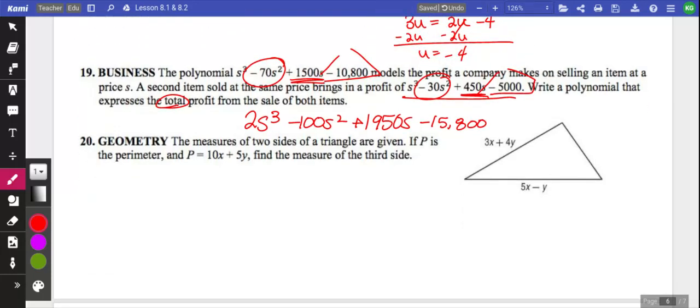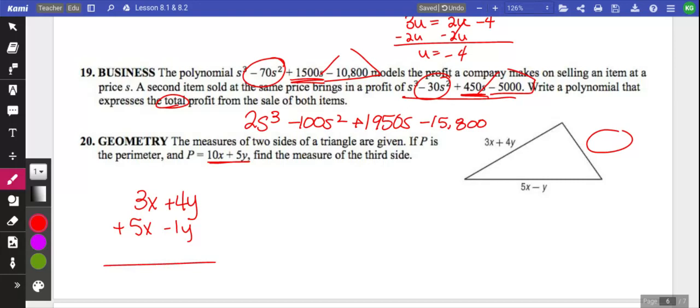The measures of two sides of the triangle are given. If P is the perimeter and the perimeter is 10x plus 5y, find the measure of the third side. So we have 3x plus 4y plus 5x minus 1y plus something else equals 10x plus 5y. When I combine these here, I have 8x, and I need to get to 10, so that tells me I need 2x. These, when I combine, give me 3y, and I need to get to 5, so that would give me plus 2y.